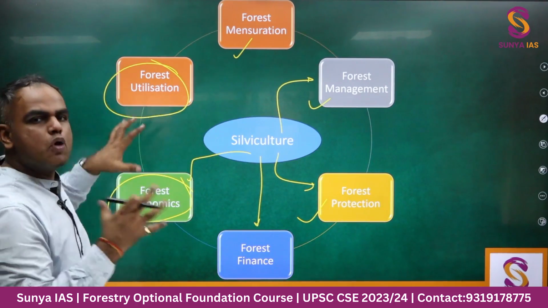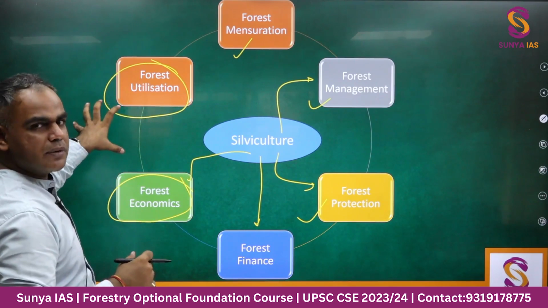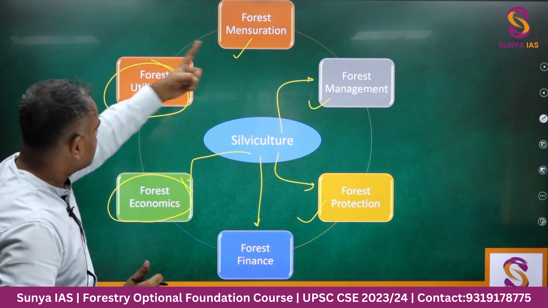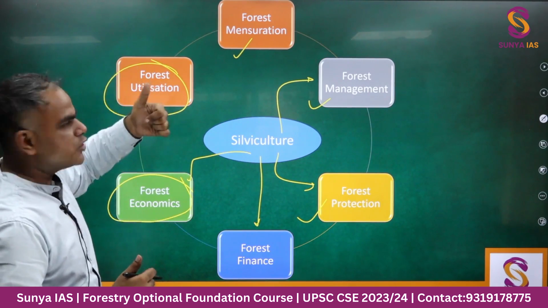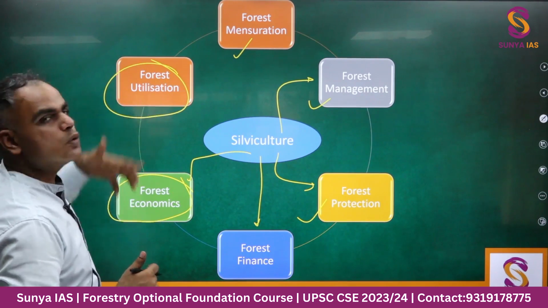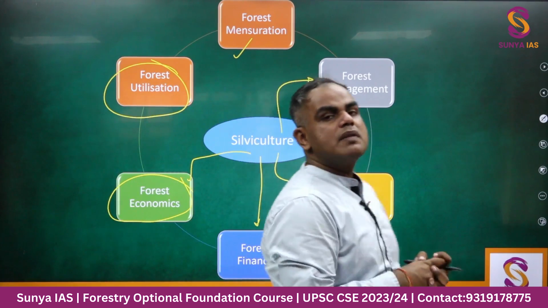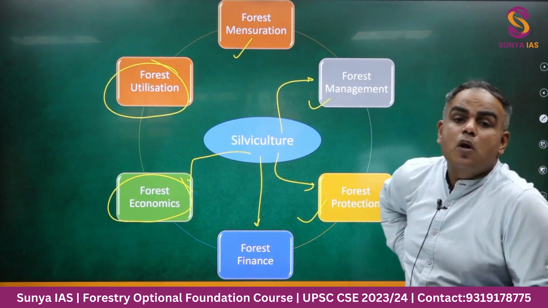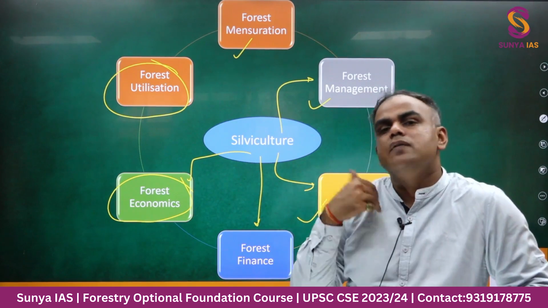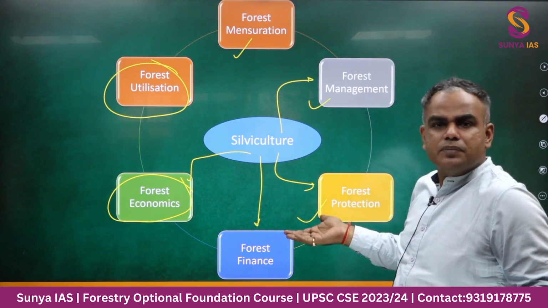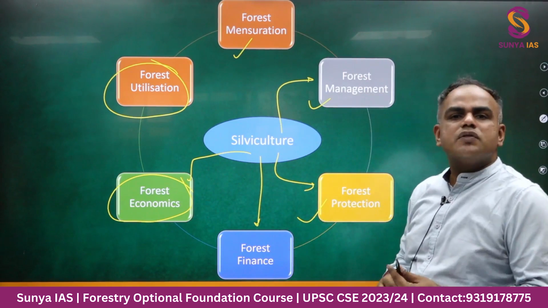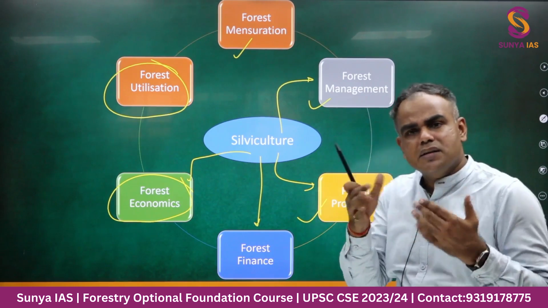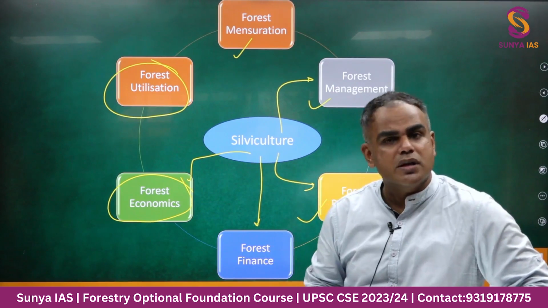How? You can add more portions from your syllabus, add agroforestry, add tribology. Whatever you add, you can make it, but these are the 6 most important things: forest mensuration, management, protection, finance, economics, and utilization. Okay, so silviculture has a multifaceted application. For example, if you get a question on the role of silviculture in promoting forestry, write down all of this and explain all of this. Forest mensuration: we will see how you measure trees, because measurement of trees, diameter at breast height, etc., is very important.